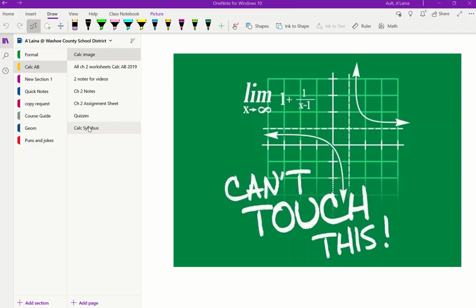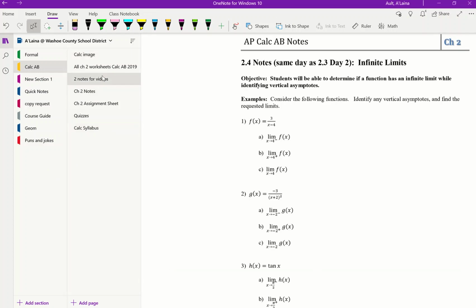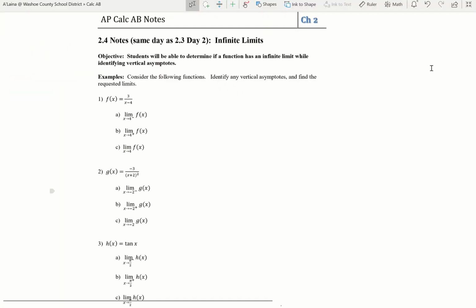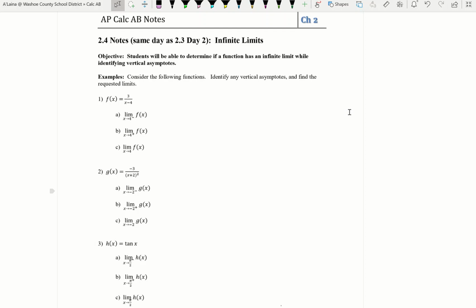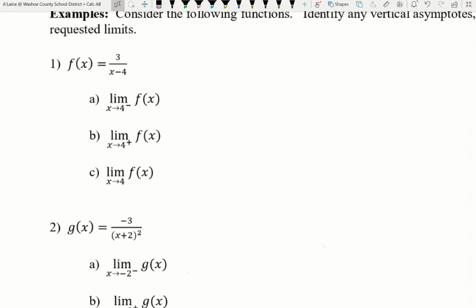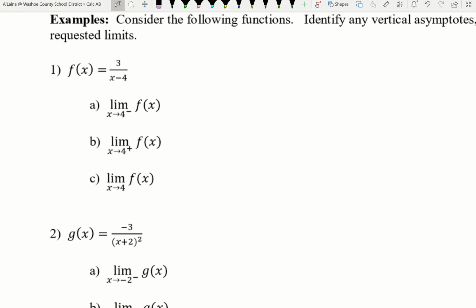You want to be doing this video on the same day that you're doing 2.3 day 2, because they really are going to go together and they are assigned on the same day. We're going to be looking at what happens when we've got limits if we have a vertical asymptote in our diagram. I also want to review with you a little bit on how to graph these rational functions.